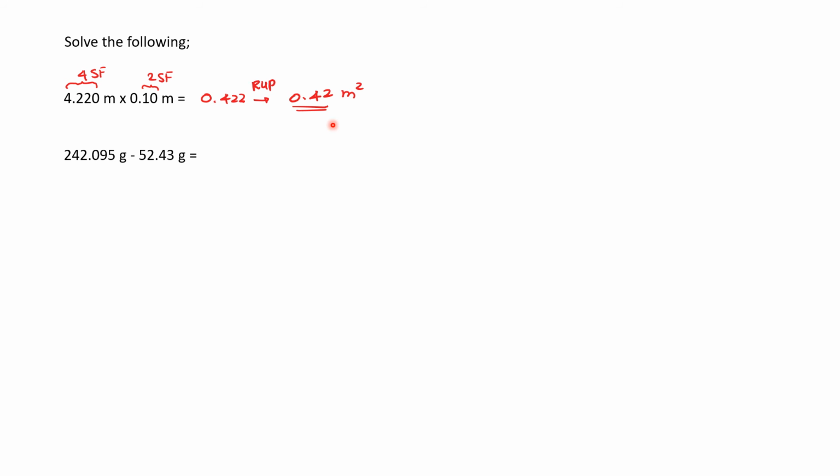Let's do another example which has a subtraction. When you do a subtraction also, we are going to consider the decimal places. So this one has 3 decimal places, this one has 2 decimal places. That means you have to round your answer to 2 decimal places. That makes the answer 189.67.